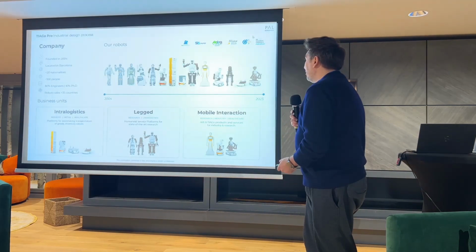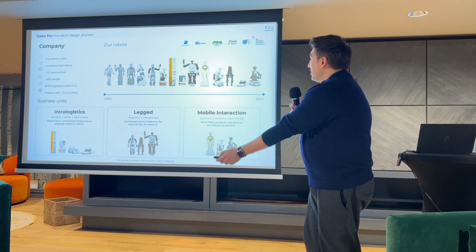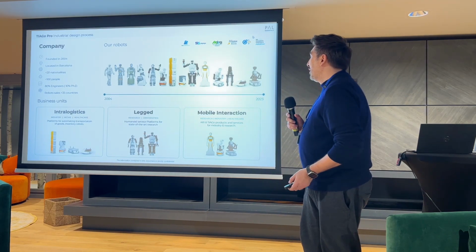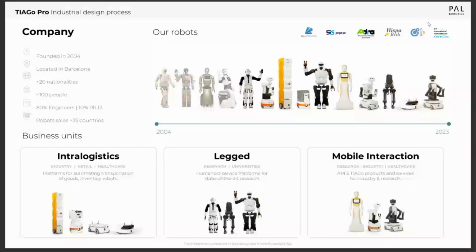I work at PAL Robotics, a company that makes humanoid robots. We have three areas: intralogistics, which is more focused on industry; humanoid bipeds, where the research is more focused on how to walk or manipulate something; and mobile interaction, which is more about research and interaction with people.